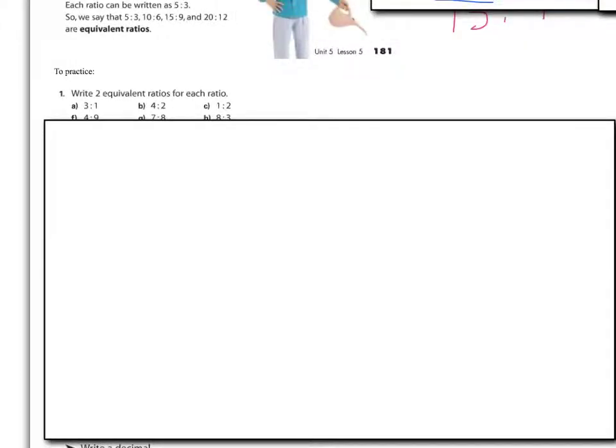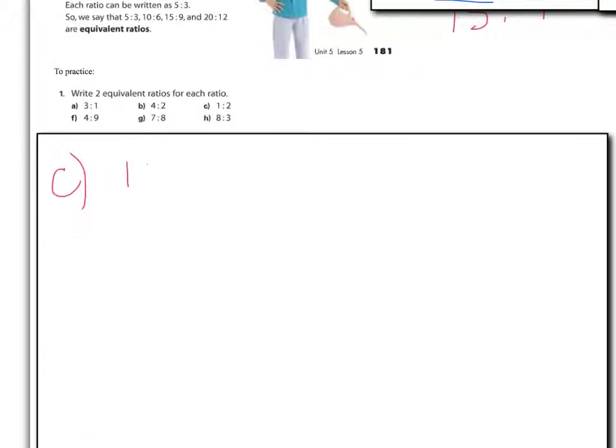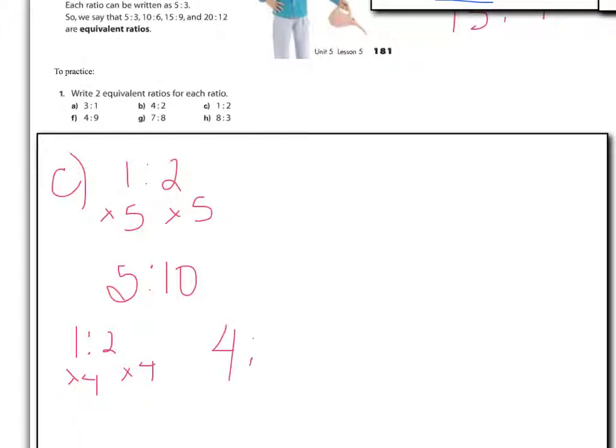All right, let's try C. We have 1 to 2. I'm going to try a bigger number this time. I'm going to times by 5 for each. 1 times 5 is 5. 2 times 5 is 10. What else might I try? 1 to 2. This time I'm going to multiply by, maybe go by 4 for each. 1 times 4 is 4. 2 times 4 is 8. So 4 to 8 is an equivalent ratio.